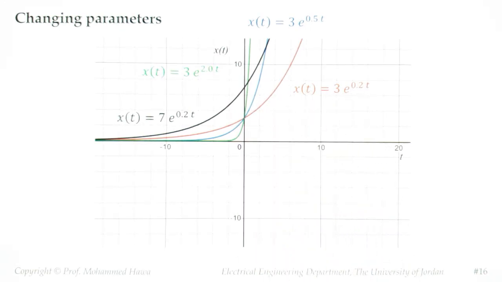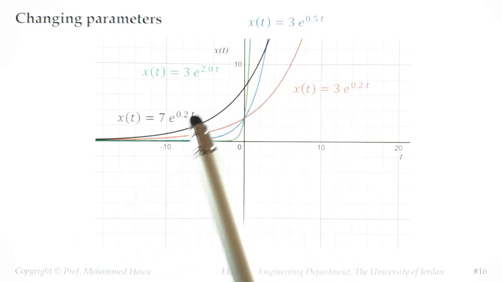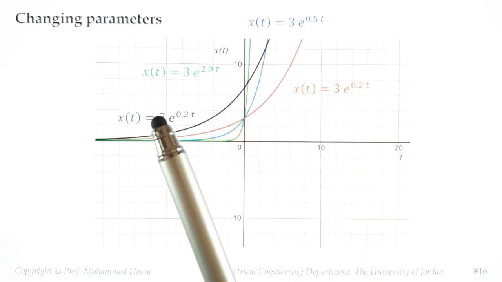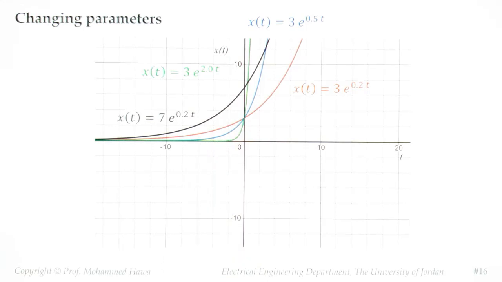What happens is that you increase the value way faster, the exponential shoots up quickly to way higher values going to infinity. The scaling effect can be clearly seen by comparing the red curve and the black curve between 3e to the power 0.2t and 7e to the power 0.2t. But all of those are increasing exponential because the exponent is positive.